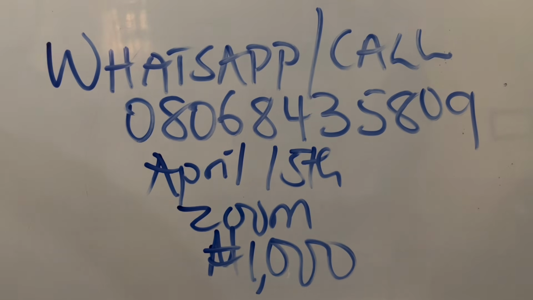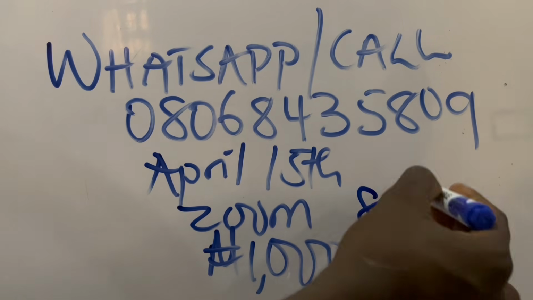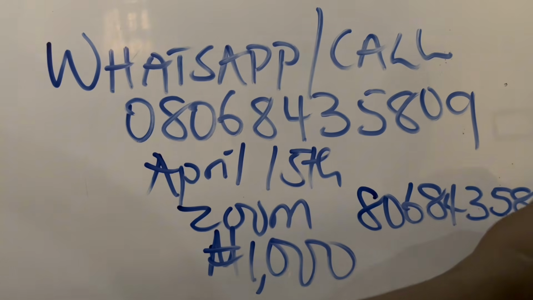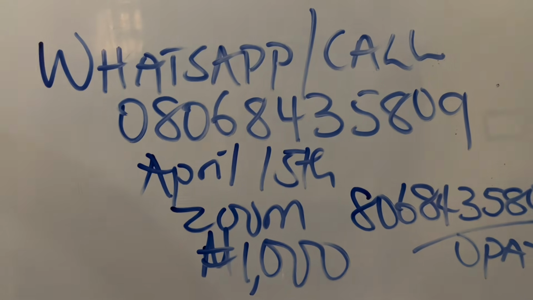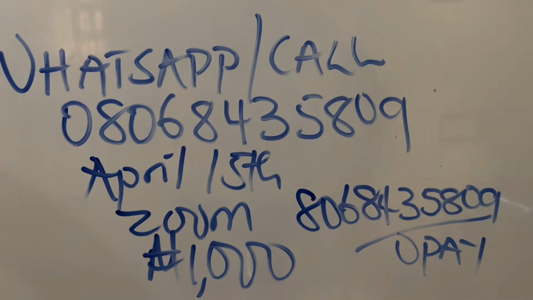All right, now to make payment for this, you will send your payment to this account number 8068435809, and the bank is OPay, as you can see. You are going to send your payments to this account number here, whereby the bank is OPay.